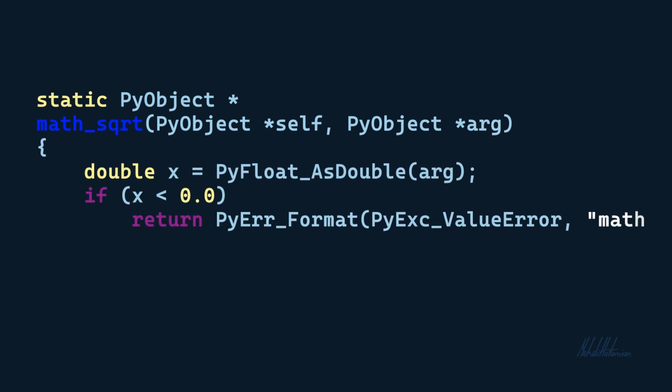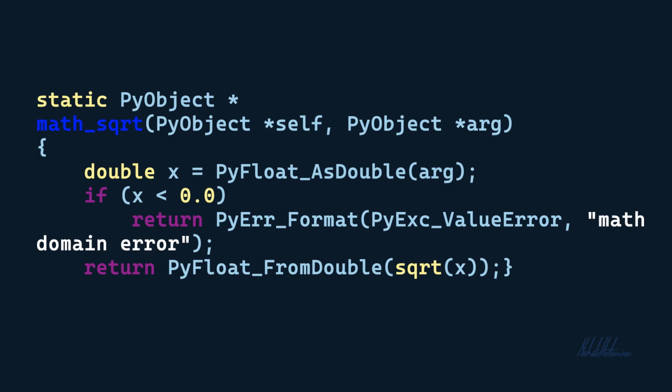It starts by converting your input, the number 9, into a C-level double. Then it checks, is the number negative? If so, it outputs a value error because, well, the square root of negative numbers isn't real, at least not here. And finally, it computes the square root using the C function sqrt of x and wraps the result back into a Python object with PyFloat_FromDouble.